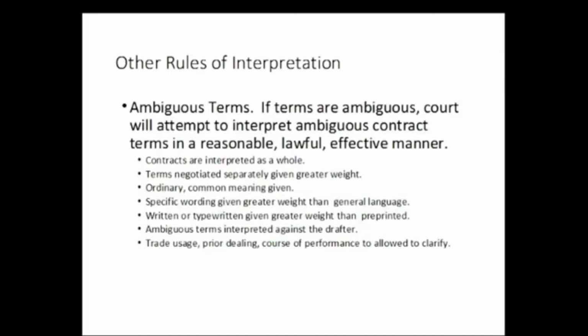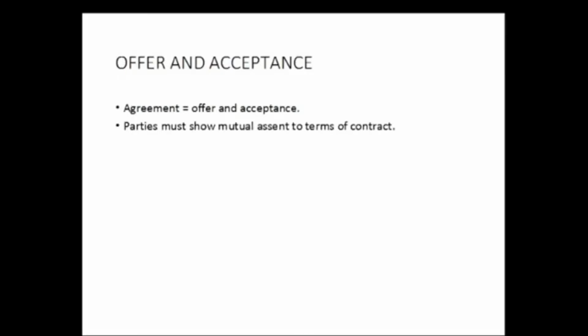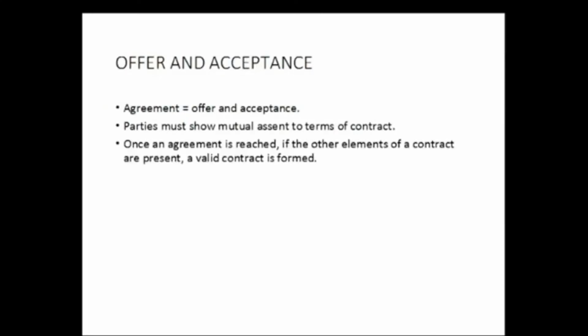Pre-printed is known as an adhesion contract. We'll talk about that in a bit. Ambiguous terms are interpreted against the drafter. So if it could go either way, it'll go against the side that actually drafted the agreement. And then trade usage, prior dealing, how a similar contract was carried out previously between the parties, the court's performance, those are allowed by the court and viewed by the court as a way to clarify what happens.